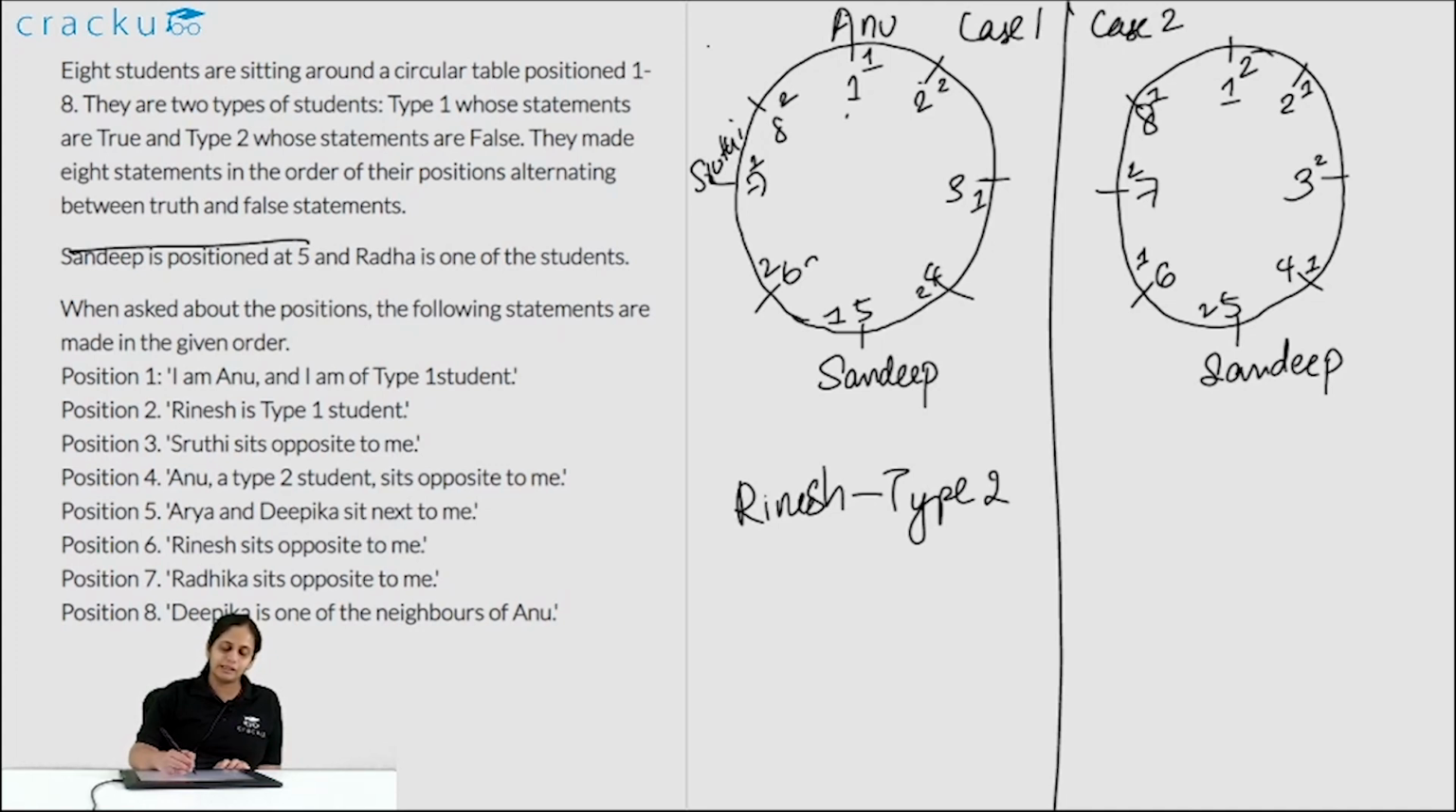Fifth person is telling the truth. He is saying that Arya and Deepika sit next to me, so this should be Arya or Deepika, and this should be Deepika or Arya. Okay.